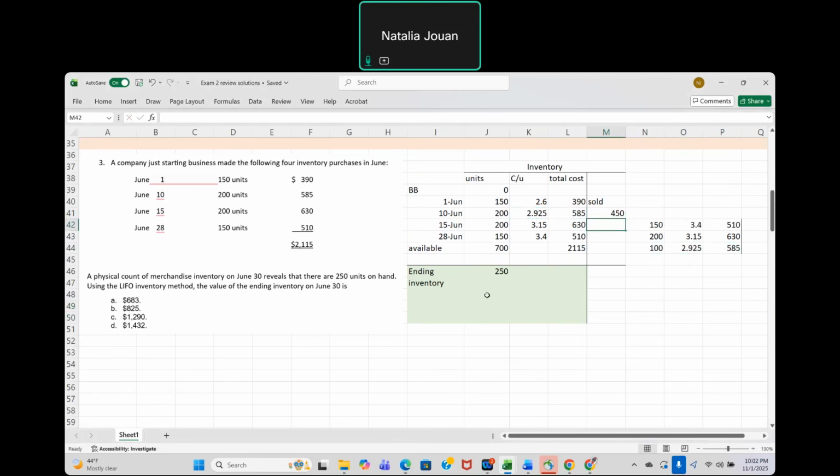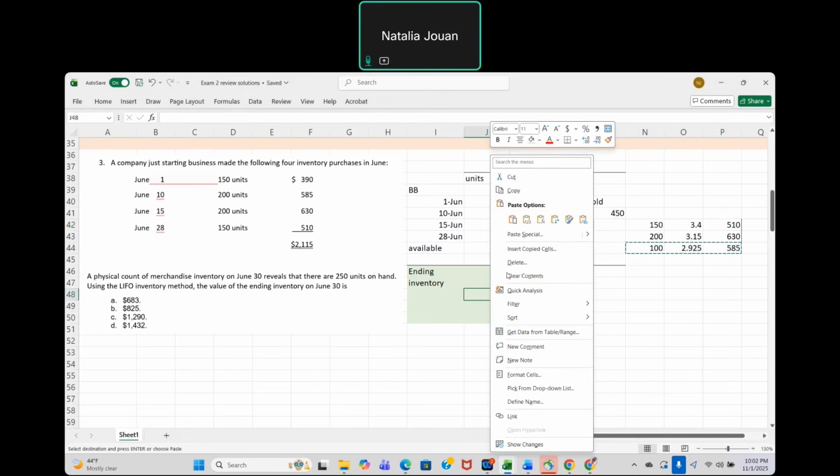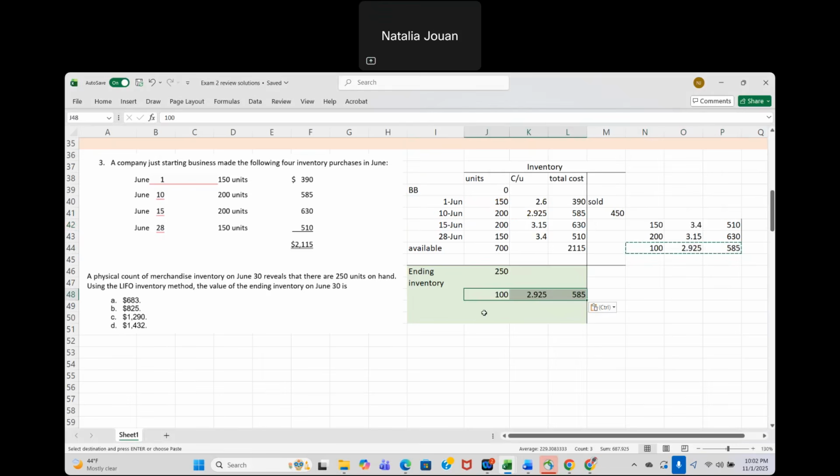So what do I have left? I still have 100 of this batch. I'm going to write that down. Actually, I'm going to copy this because it's the same numbers. I still have 100 that I purchased for 2,925 each. Okay. Oh, by the way, let's revise this. Okay. So 100 times 2,925. Okay. Gives us the total. Same here.